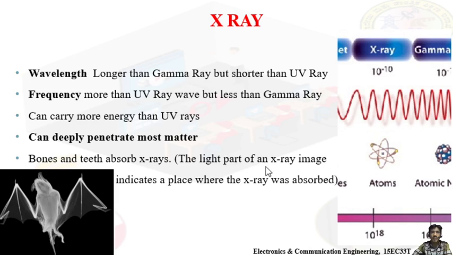The light part of the X-ray image, meaning the white color part, indicates the place where the X-ray was absorbed. Means the light part will absorb the X-ray. The rest of them will not absorb.